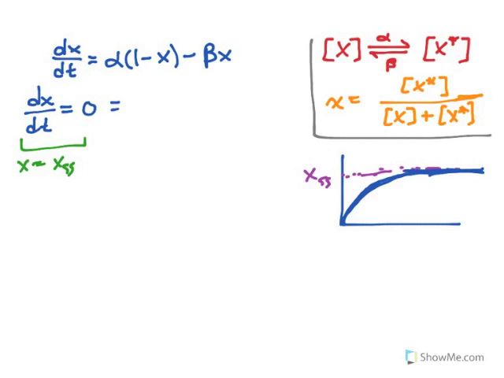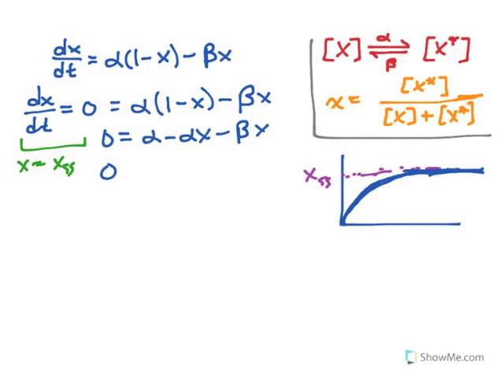Okay, so hopefully you will agree that when x is equal to x_ss, dx/dt equals 0, so that implies that we can find the steady state by solving for x in this simple equation, which I will do very quickly. So 0 equals alpha minus alpha x minus beta x. Factor out a negative x, so you have alpha minus x times (alpha plus beta).